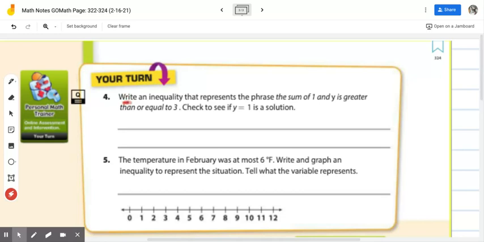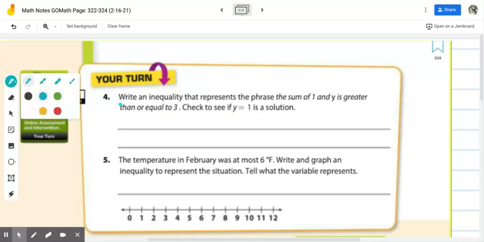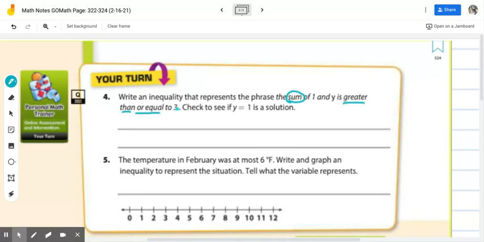Number 4. Write an inequality that represents the phrase, the sum of 1 and y is greater than or equal to 3. Check to see if y equals 1 is a solution. Okay, let's look up some clue words here in our phrase. The sum of 1 and y. So we have the clue word sum. And then we also have greater than or equal to 3. Now, looking at numbers here, we've got 1, we've got y, and we've got 3.